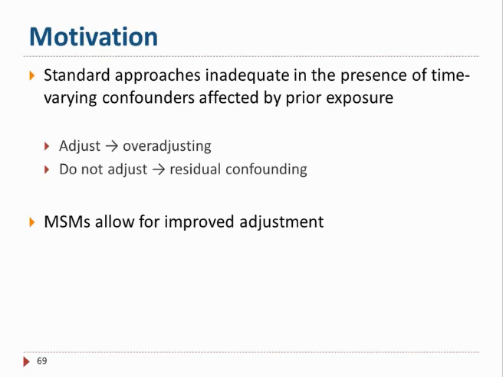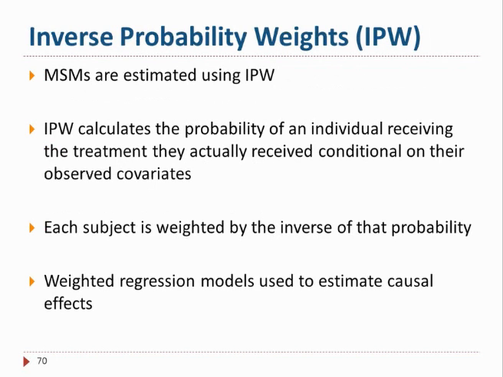So here the standard approaches are inadequate. We can't just put these other hormones in the model. If we adjust, we could be over-adjusting, but if we don't adjust, there's some confounding that we're not taking care of. And so the marginal structural models allow for improved adjustment. And the way they work is you estimate inverse probability weights.